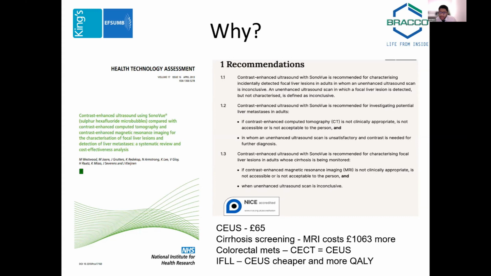It's also as effective as contrast-enhanced CT for identifying colorectal liver mets. Furthermore, in the incidental focal liver lesion, it's where contrast-enhanced ultrasound is not just equal, but it really shines. It is a cheaper modality and represents greater quality-adjusted life years. And that is the reason for the NICE recommendations.